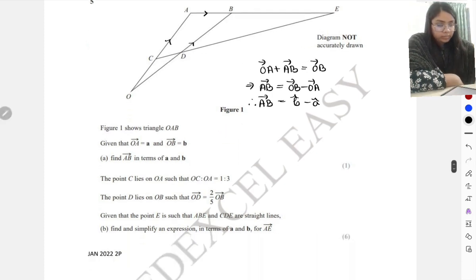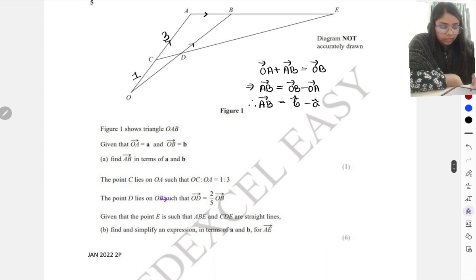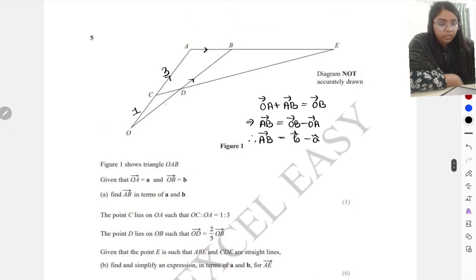And then it says that point C lies on OA such that OC to CA is 1 is to 3. What it actually means is that this part OC has a ratio of 1 and OA has a ratio of 4, which means that CA would have a ratio of 3, right? And then D lies on OB such that OD is 2 by 3 OB. 2 by 3 OB actually means that the ratio of OD to OB is 2 is to 5, which means if OD is 2, DB would be 3. 2 plus 3 would eventually add up to give you 5. That was the corresponding ratio for DB.